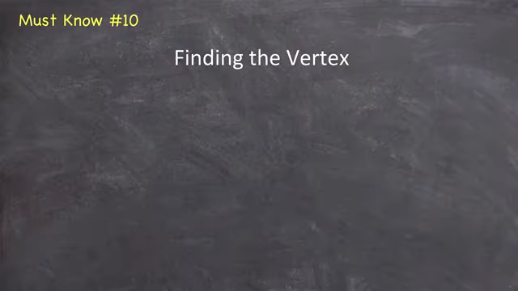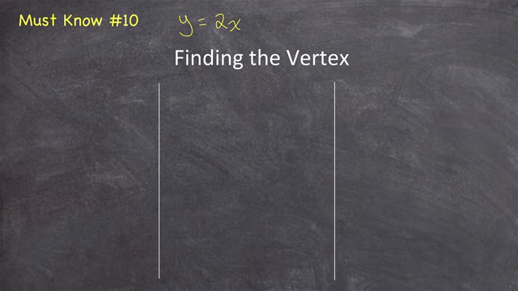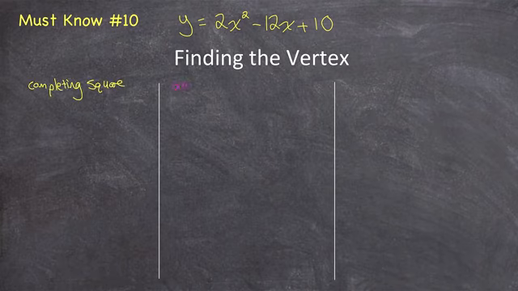Must know number 10. You need to know a few different ways of finding the vertex of a parabola. Let's say we had the standard form quadratic y equals 2x squared minus 12x plus 10. If I wanted to find the vertex of that parabola, there's a few different ways we could do that. We could do completing the square. We could average the x-intercepts. Or a shortcut to that, we could do negative b over 2a. Let me show you all three of those.